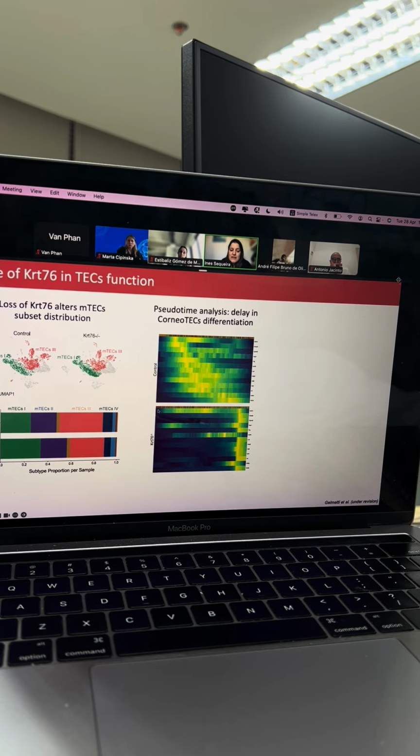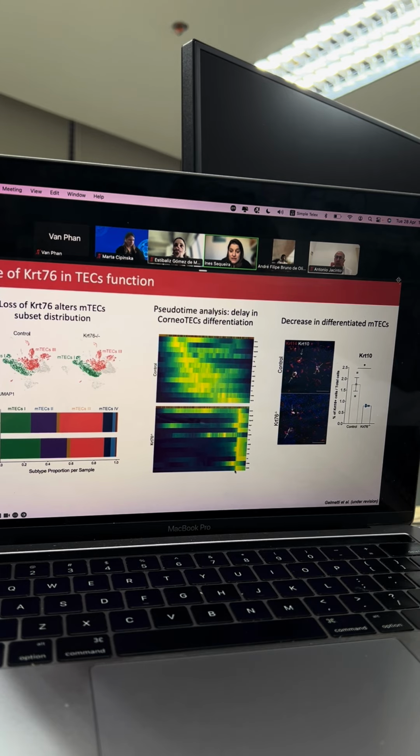And if you look at their differentiation using pseudotime analysis on the single-cell RNA sequencing, we can see that in the knockout, there is a delay in the differentiation of the thymic epithelial cells. And this was then confirmed by immunofluorescence, where you see less keratin 10 positive, which are the differentiated thymic epithelial cells. So we have shown that keratin 76 is important for the normal differentiation program of the corneotecs.